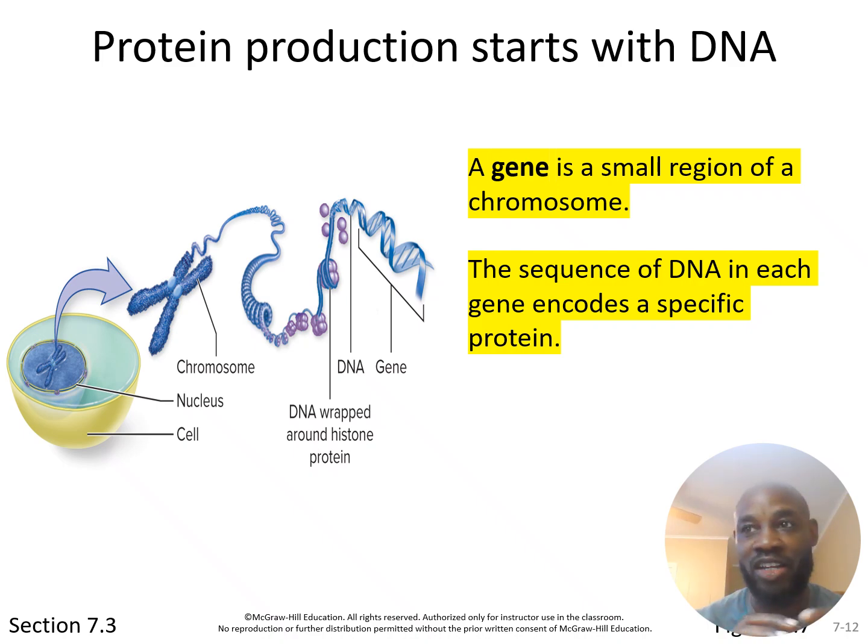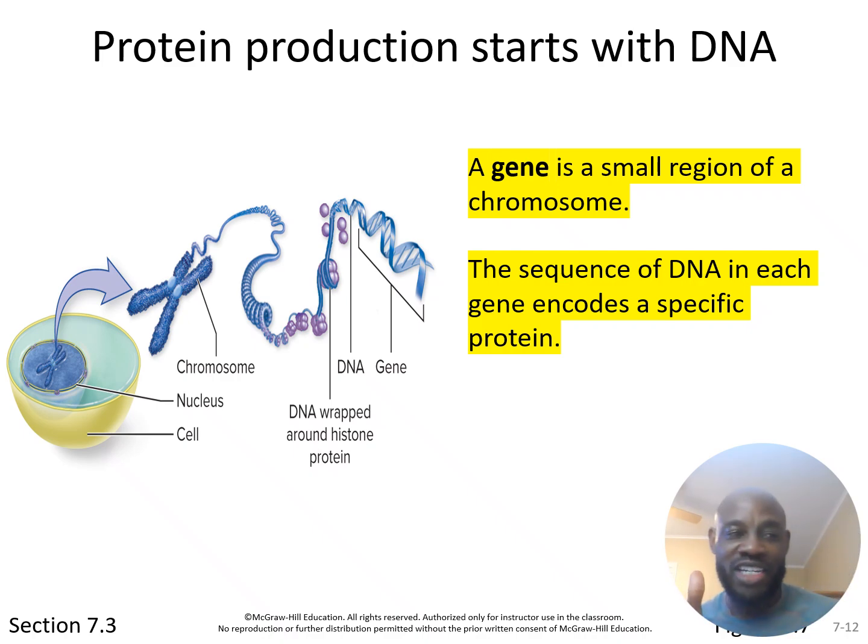Now, we don't break it down like we do with glucose, but we can take the code, which we get from the nucleotides, the combinations of the A, the T, the G, and the C, and the code codes for protein. So a gene is a small region of a chromosome, and this is where it can get a little confusing, but think about it. A gene is a small region of a chromosome. The sequence of DNA in each gene encodes a specific protein.